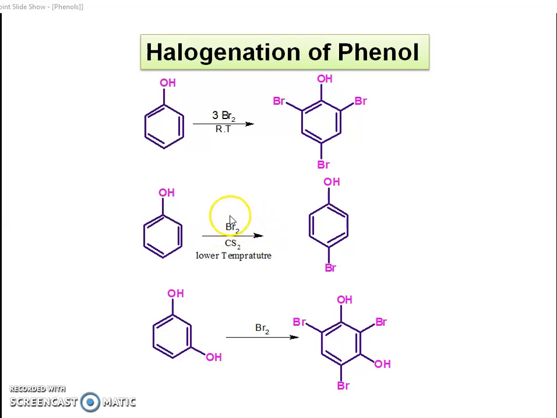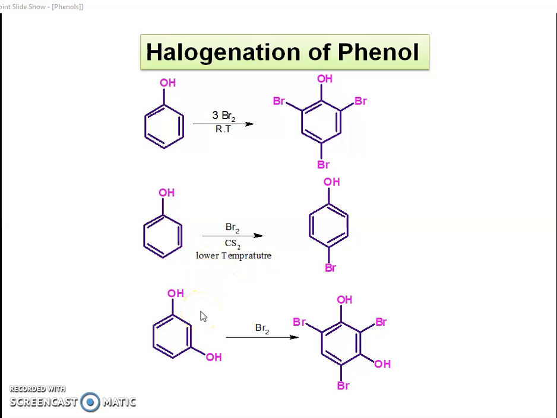But in place of this, we can use 3 molecules of bromine at room temperature. Then halogenation can take place at the ortho and para positions, like the 2, 4 and 6 positions, where bromination takes place. But if we use only a single bromine molecule at lower temperature, we get only para-bromophenol as the product.